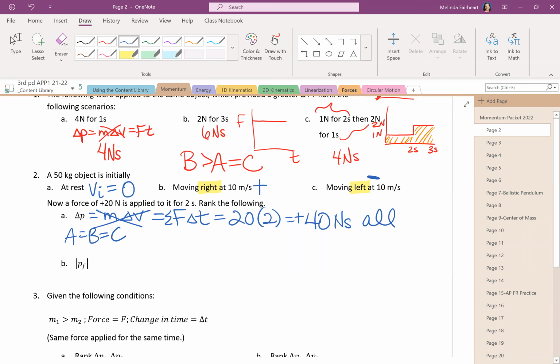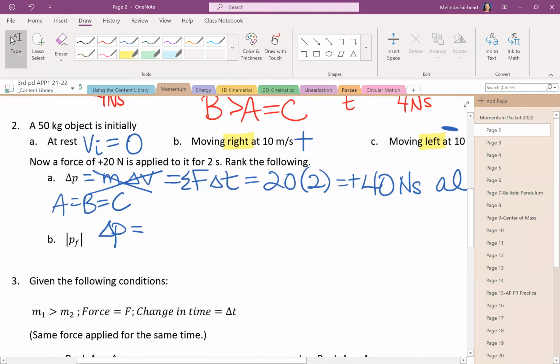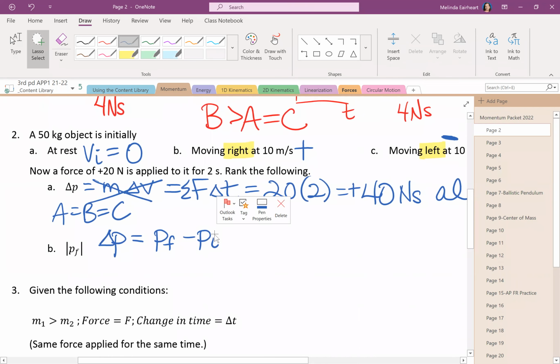And so what can we do? Well, change in momentum is equal to final momentum minus initial momentum. Hold on. Come on, there we go. And so I'm going to solve this for final momentum. And so we get final momentum, add initial to the other side.